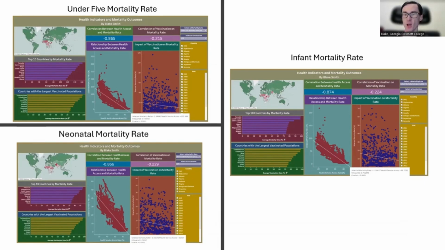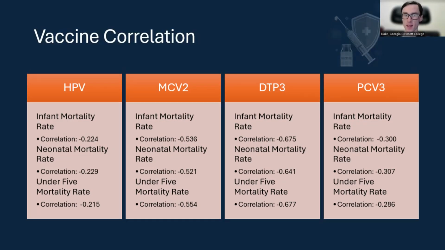With each mortality rate having a small p-value indicating statistical significance and R-squared values averaging around 0.75, this means that health service access explains about 75% of the variation in these mortality outcomes. These are the correlations between the top three mortality rates in each vaccination.